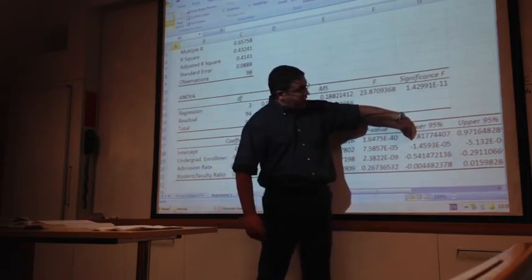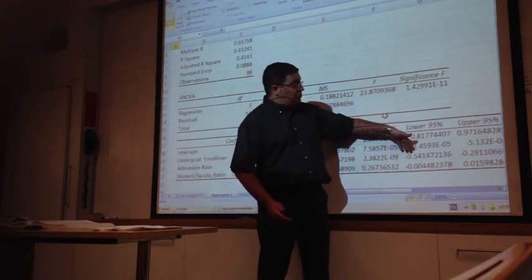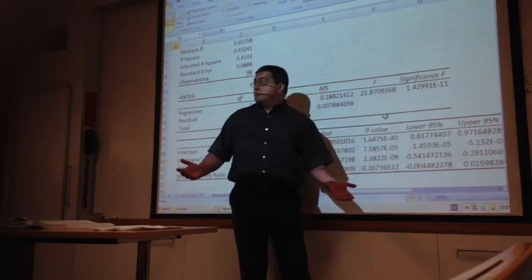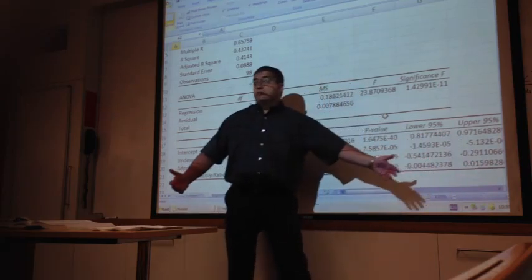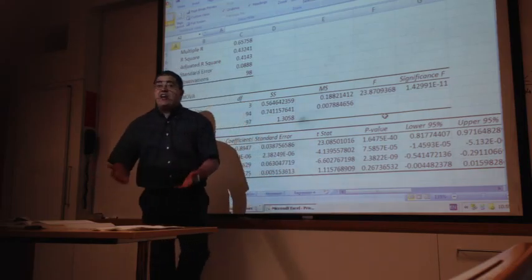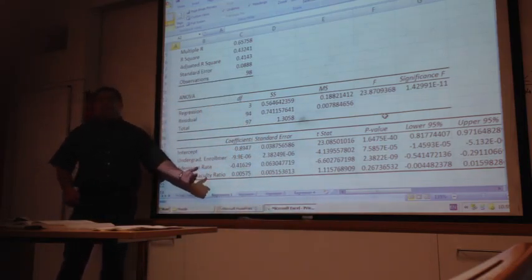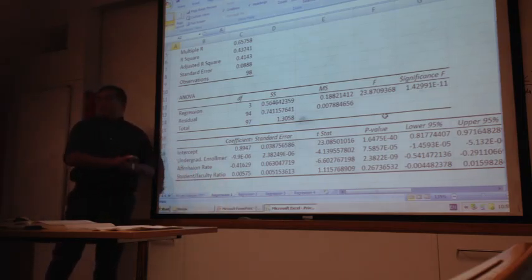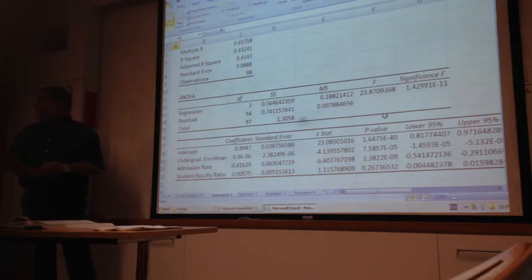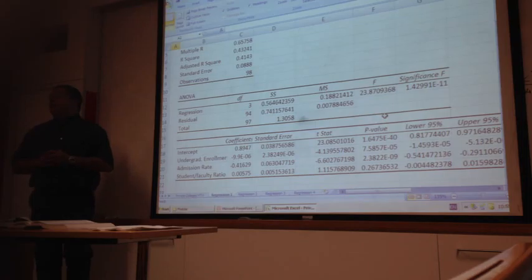This is between minus and minus. Does it include 0? It does not. Between minus and minus, does it include 0? Does not. This is between minus and plus. Does it include 0? Yes, it does. So we cannot be confident that this student-faculty ratio actually has an effect on the percentage of students graduating after 4 years. So it can be positive or it can be negative. With 95% confidence, we do not know.